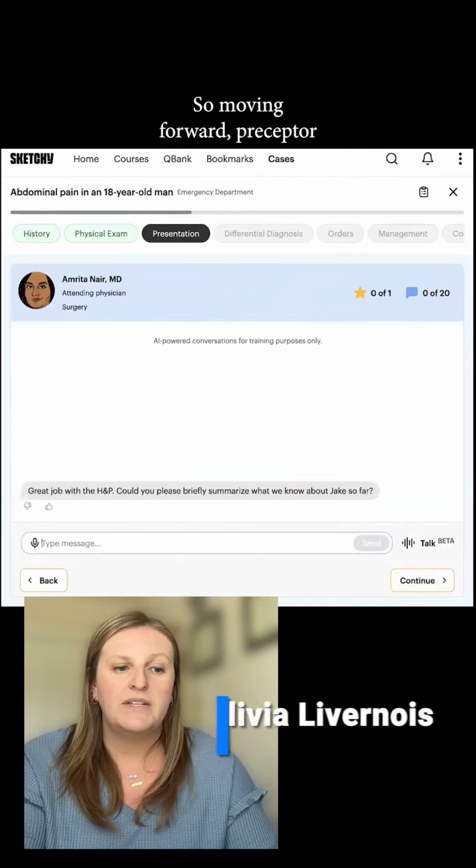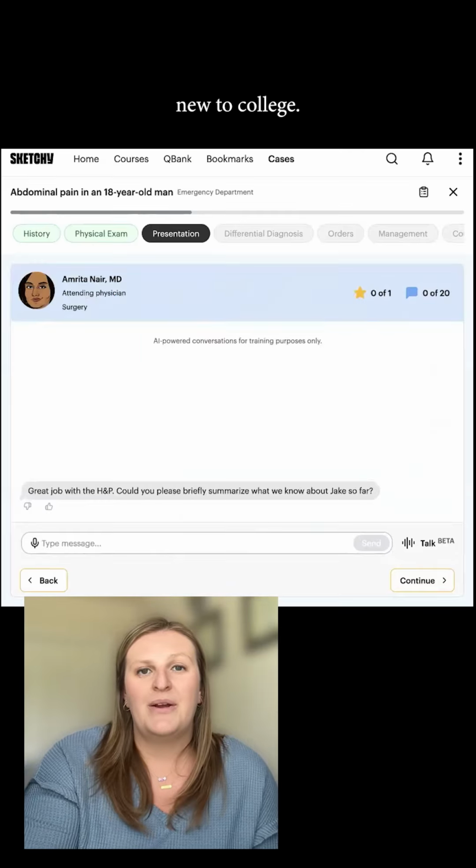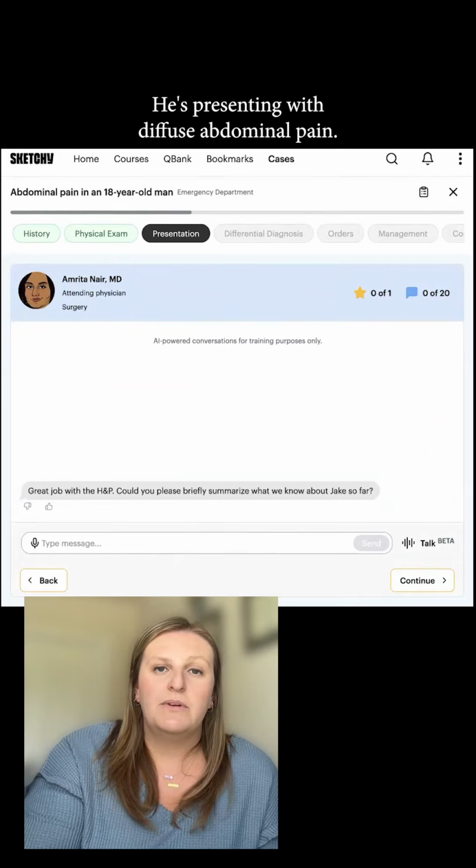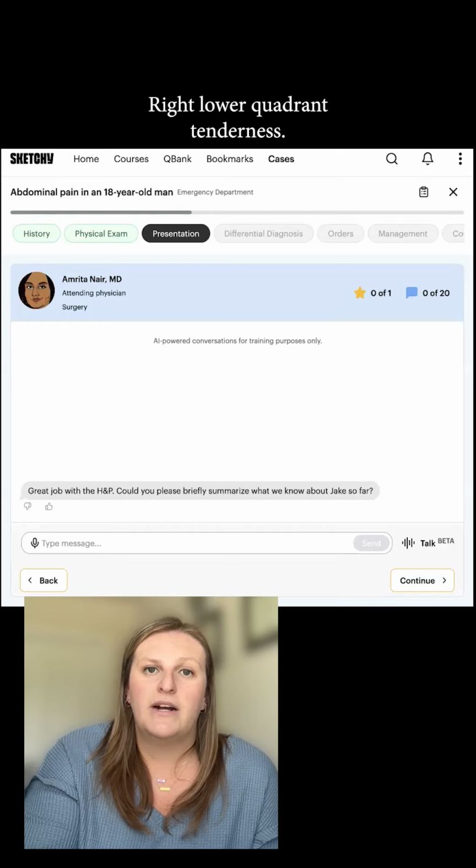So moving forward, the preceptor will ask you to present the patient. Jake's an 18-year-old male football player new to college. He's presenting with diffuse abdominal pain. He has a positive Rovsing sign, right lower quadrant tenderness.